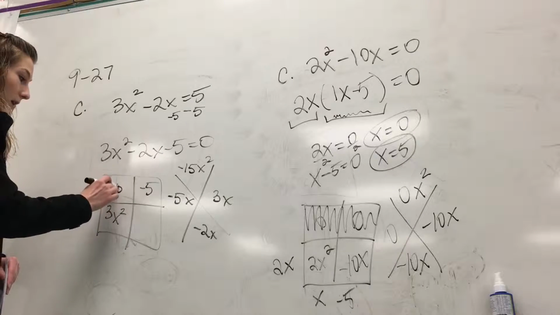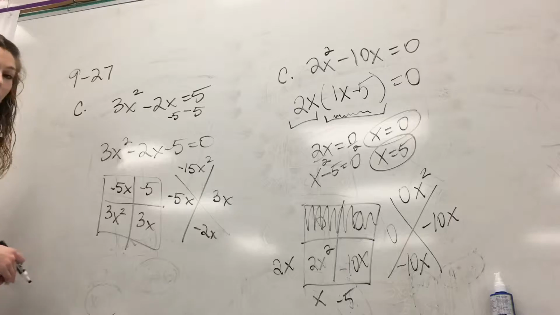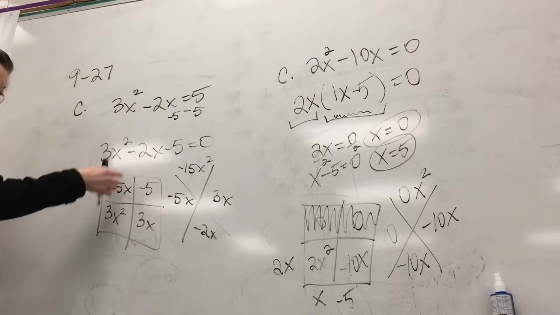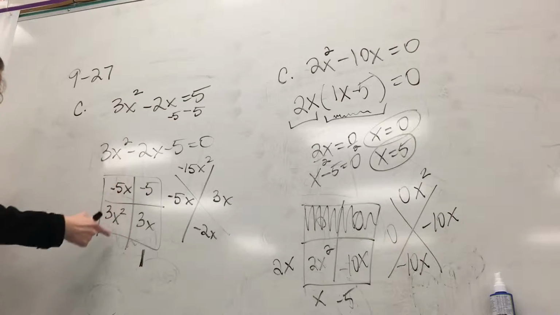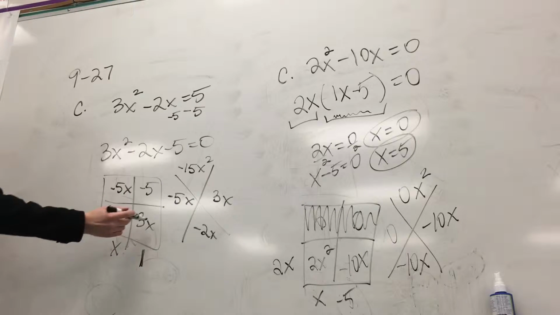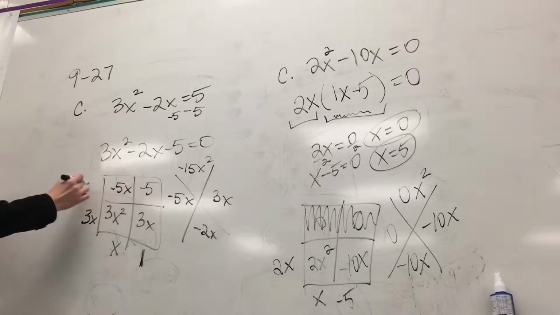Okay, stick those back in the box. Find what they have in common. This doesn't look like they have anything in common, either of these directions, so I'm going to say a 1. This one has an x at least, so that's good. This sideways has a 3 and an x. This has a negative 5.